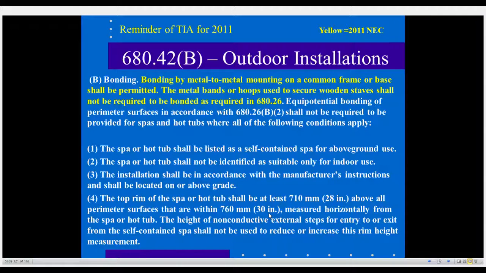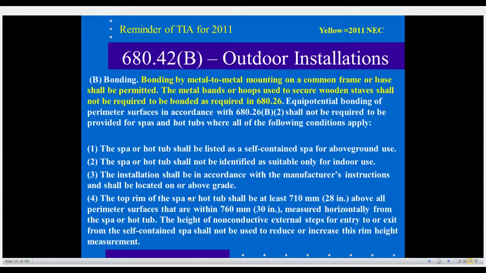So this is like a little donut, if you will, that goes around the perimeter of the spa or hot tub. And you have to maintain that 28 inches to the top all the way around, up to 30 inches around. Okay? So that has to be maintained. And just so you know, steps for entry or exit of the self-contained spa can't reduce or increase this rim height. So you have to maintain that 28-30. Those are the clearances we're looking for. 30 inches out and then 28 inches up to the actual spa or hot tub's rim. Okay, you have to maintain that in order for this rule to apply and for you not to have to put that equipotential grid around it.